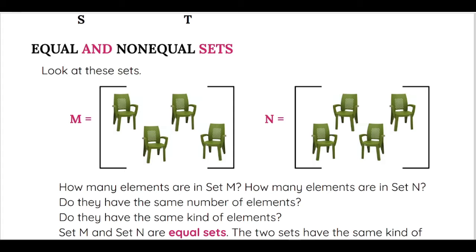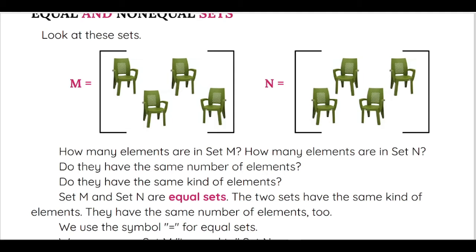Equal and non-equal sets. Look at this set. On set M, you have 4 chairs, and on your set N, there are also 4 chairs. How many elements are in set M? How many elements are in set N? As you can see, as I have said a while ago, there are both 4. Do they have the same number of elements? Yes, they do. Do they have the same kind of elements? Yes, they also do, because both of them are green chairs.